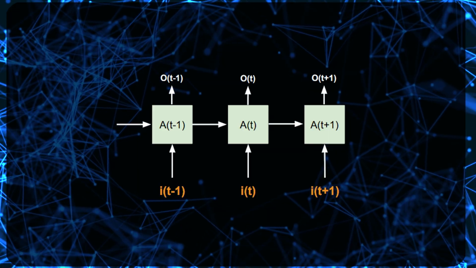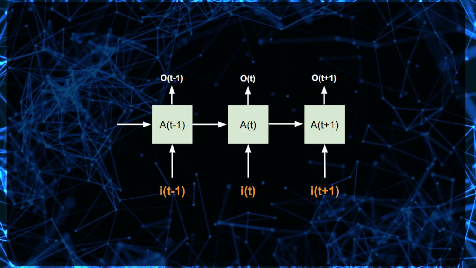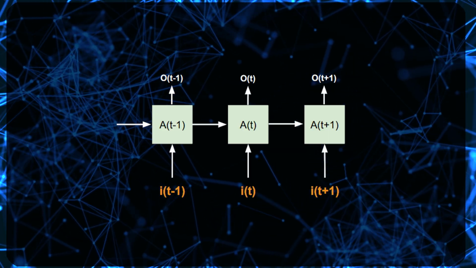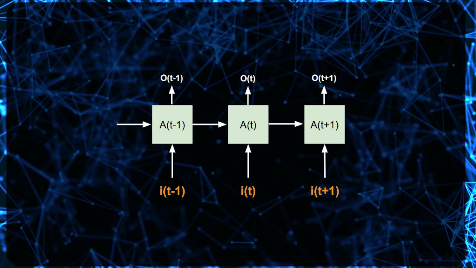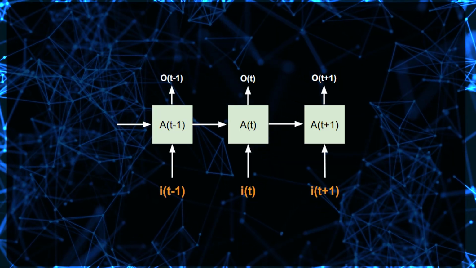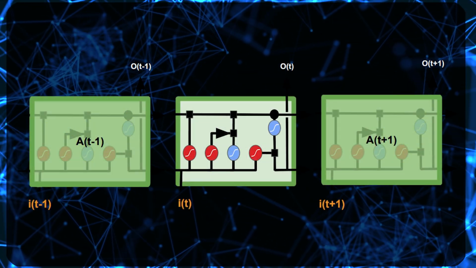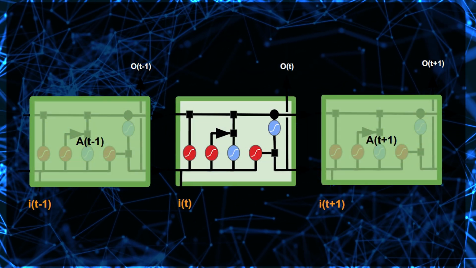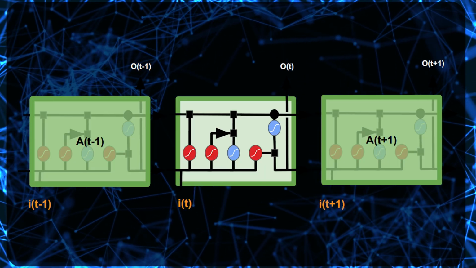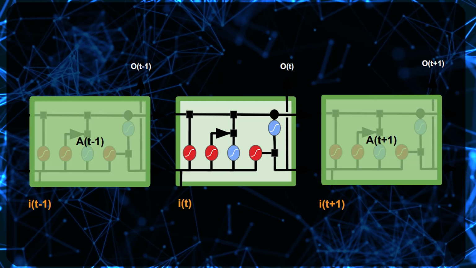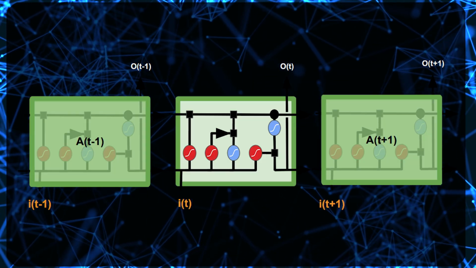Looking inside one of these cells, we can see how the connections between cells allow information to flow from one moment to another, enabling the network to remember or discard information over time. Within each cell, there are several gates that decide what information is relevant and what is not, thus facilitating efficient data management as it is processed along the sequence.